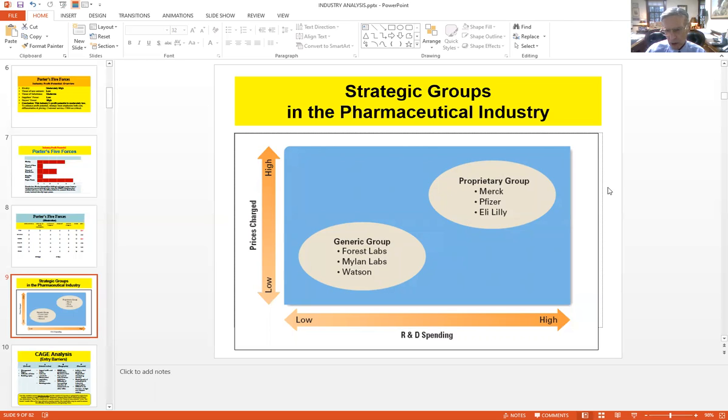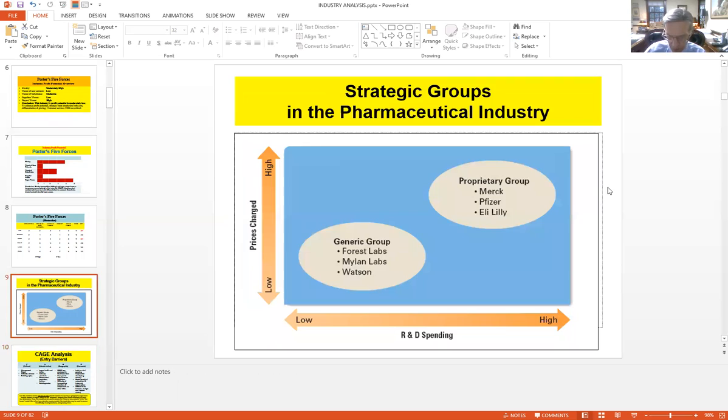So the group of pharmaceutical companies that makes proprietary drugs has a different set of 5 forces than those that make generic drugs. Now today, if we were looking at the pharmaceutical industry, we'd have to add some other strategic groups. This is a pretty old slide, but today we have the new biopharmaceuticals, and of course we have firms that are engaged in both generic and proprietary, but I think the biopharmaceuticals are a whole new group.